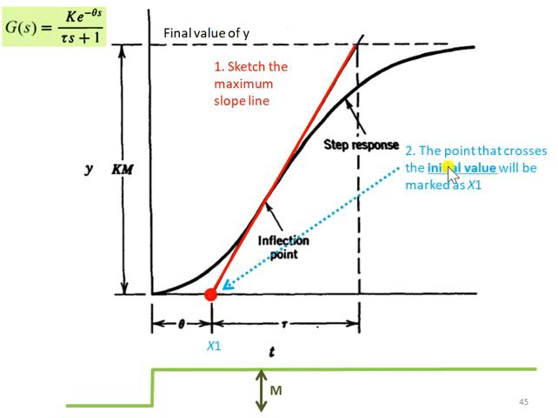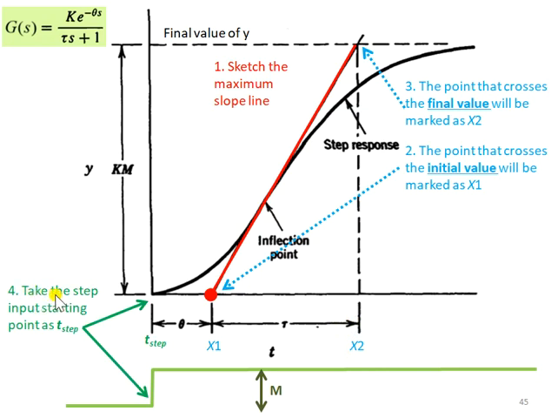The second step is to mark the point where the slope crosses the initial value as x1. So this point we mark as x1. Next, we mark the point that crosses the final value with x2. So the crossing point, if we stretch downwards to the time axis, here we label the x2.